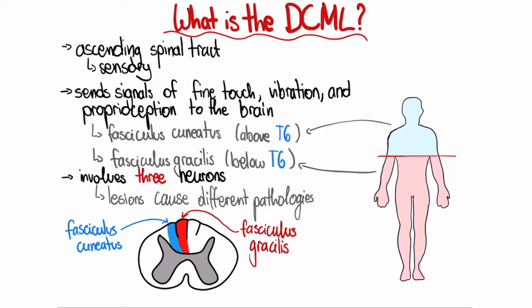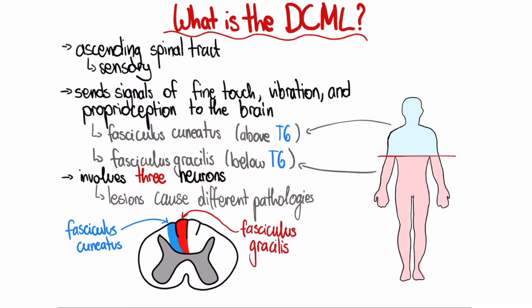It does this via two pathways called the Fasciculus Cuneatus and the Fasciculus gracilis. Fasciculus Cuneatus is responsible for the sensory information above the level of T6, whereas the Fasciculus gracilis is responsible for anything below the level of T6. In this diagram on the right, the areas covered by Fasciculus Cuneatus are in blue, and the areas covered by Fasciculus gracilis are coloured in red. The pathway is a 3-neuron pathway, and a lesion anywhere along it will result in specific pathology.